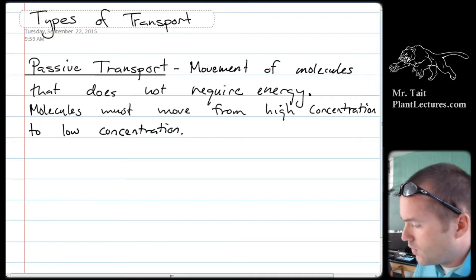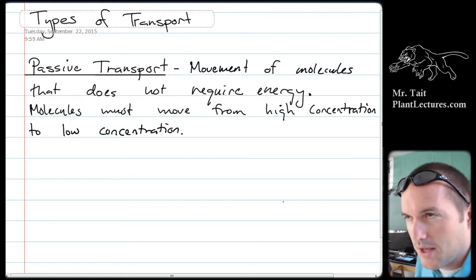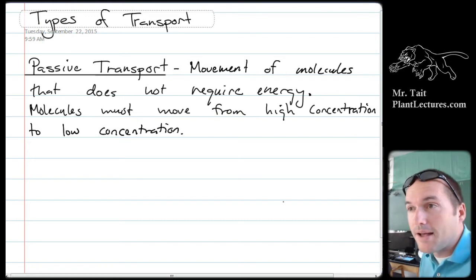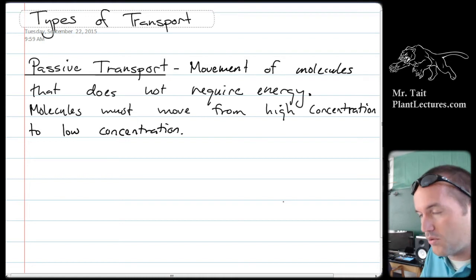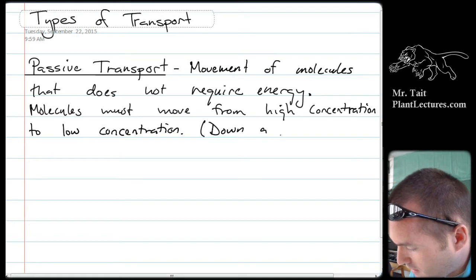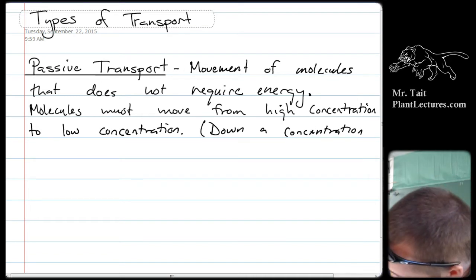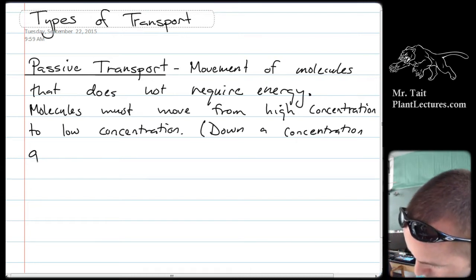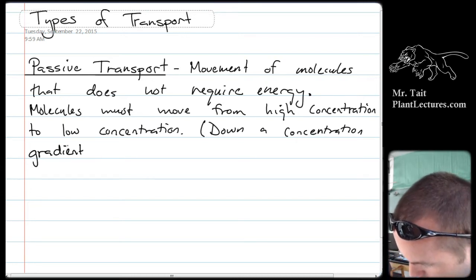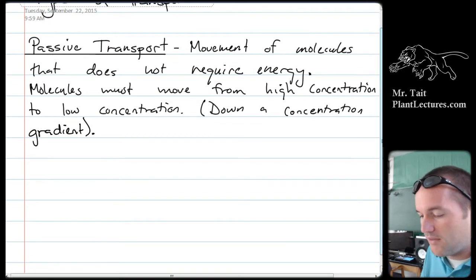Okay, so this term, high concentration to low concentration, can be summed up by saying the words concentration gradient, or saying moving down a concentration gradient. And what that means is, a concentration gradient you can think of like a ramp.